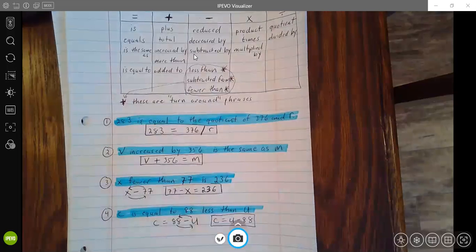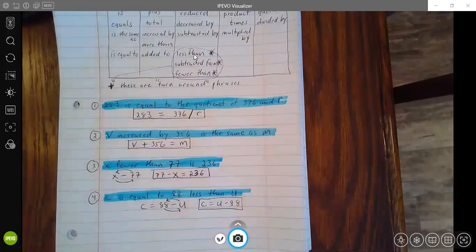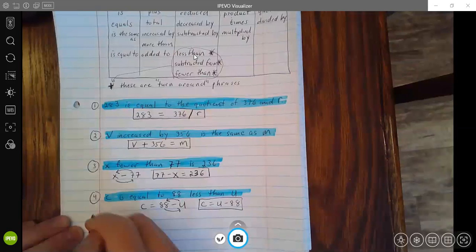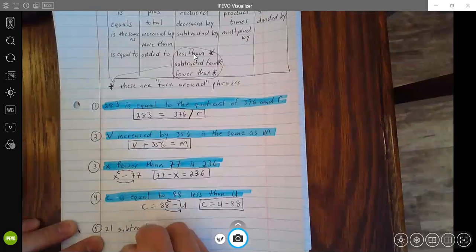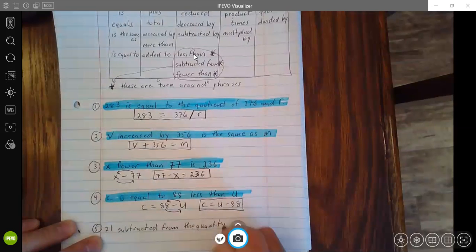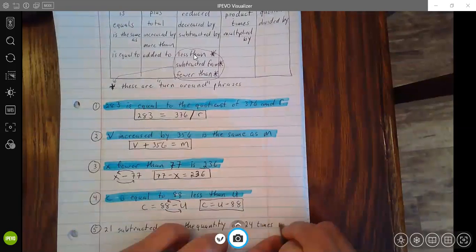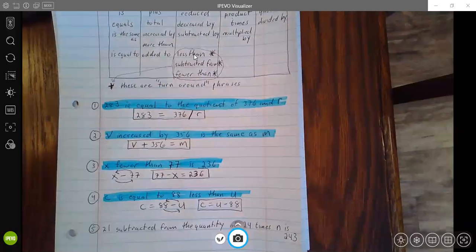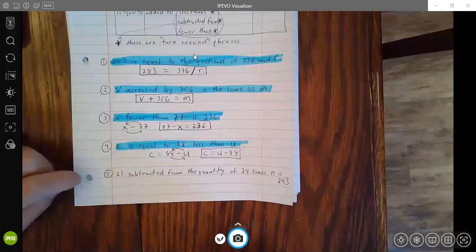And then the last one I'm going to give you is also going to have a turnaround phrase in it. It's going to be a longer one, not too much longer, just one extra term. Once you get to about 70 or 75, it's going to give you at least one longer one. So we're going to do one of those here. Number 5, last one: 21 subtracted from the quantity of 24 times n is 243.